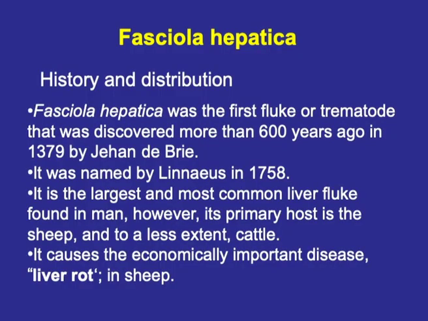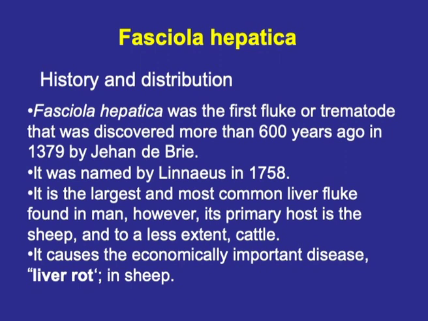So, now we discuss the type study, that is Fasciola hepatica. First we will discuss the history and distribution of Fasciola hepatica. It was the first fluke or trematode to be discovered, over 600 years ago. In 1379 it was discovered by Jehan de Brie, and Linnaeus gave the name Fasciola hepatica in 1758.